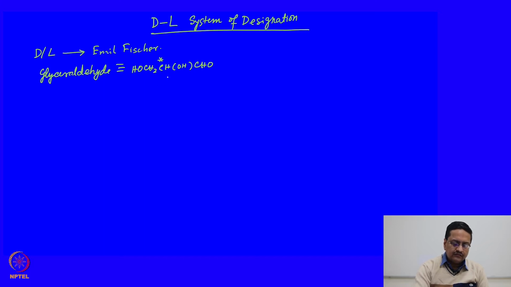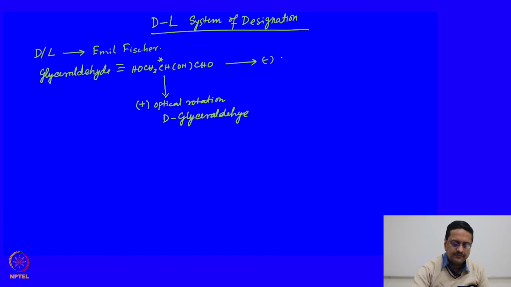So, when he was working on this particular molecule, the chiral compound which was found to rotate the plane of polarized light to positive direction, which showed positive optical rotation, he labeled that molecule as D-glyceraldehyde, and the one which gives the negative optical rotation he designated that compound as L-glyceraldehyde.